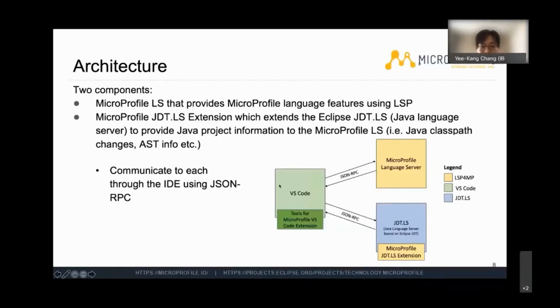So yeah, I'm going to be talking about the architecture. LSP4MP is composed of two main components. There's the MicroProfile language server itself, which provides MicroProfile language features to your editor using the language server protocol. And then there's also a MicroProfile JDT-LS extension, which extends the Eclipse JDT-LS, or the Java language server, and it provides project information to the MicroProfile language server. This includes stuff like Java class path changes, AST information, and more.